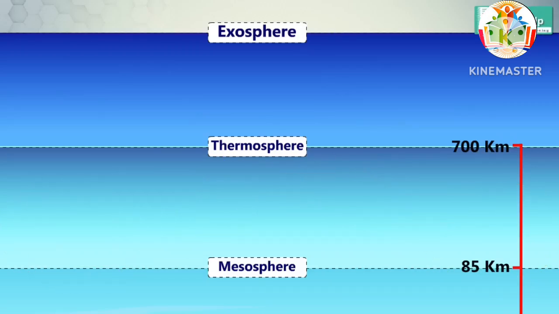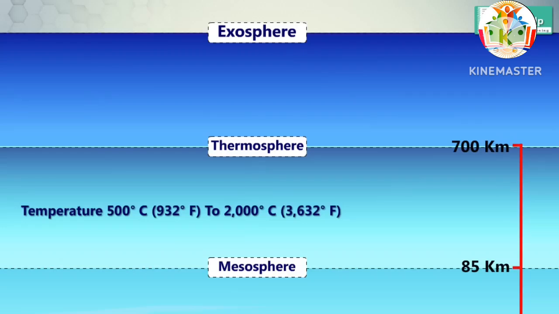Temperatures in the upper thermosphere can range from about 500 degrees Celsius, 932 degrees Fahrenheit, to 2000 degrees Celsius, 3632 degrees Fahrenheit, or higher.